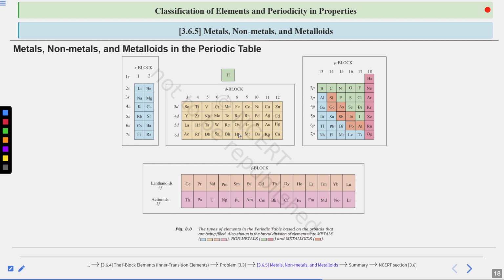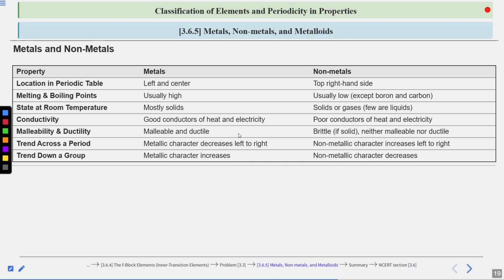Now we can summarize this positioning in tabular form. So this is your tabular form. On the left part of the periodic table we have the metals, on the right part we have the non-metals. The rest of the points are quite familiar to you, so I will not go through them. If you want, you can take a screenshot and read it after the class, but they are mostly known to you.